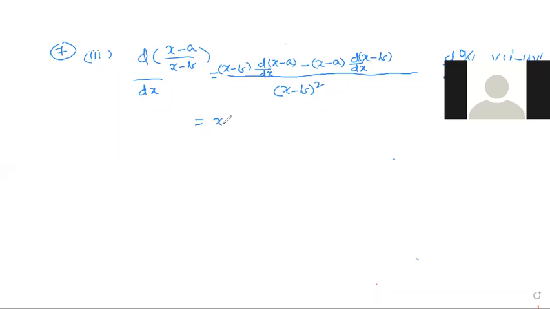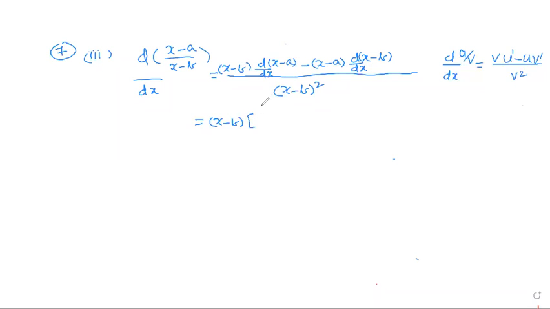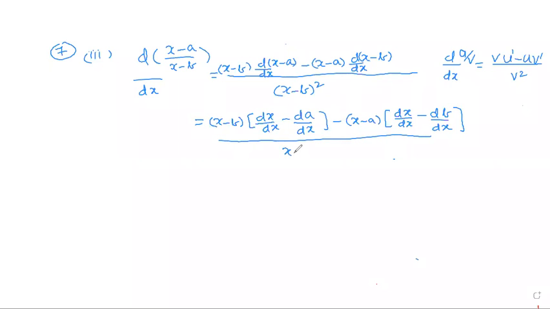(x minus b), then, where there is plus or minus, separate the derivatives: derivative of x by dx minus derivative of a by dx, minus (x minus a), separate the derivative of x with respect to x minus derivative of b with respect to x. Okay? The u by v formula has the denominator squared, so (x minus b) whole squared.